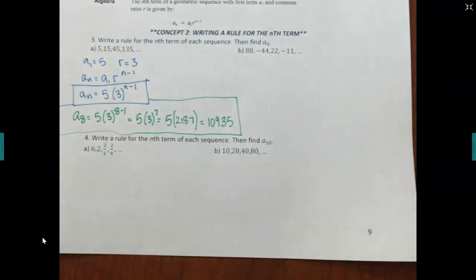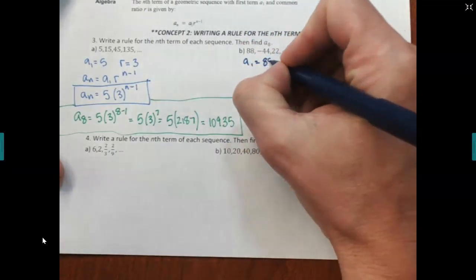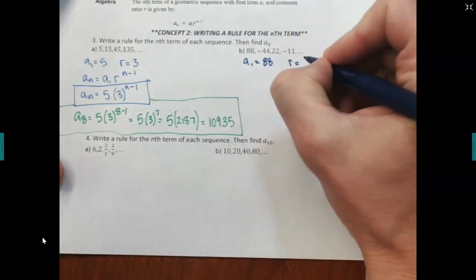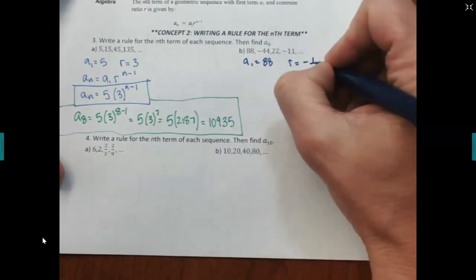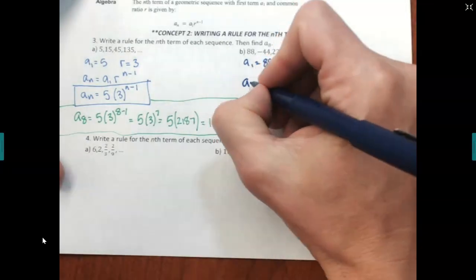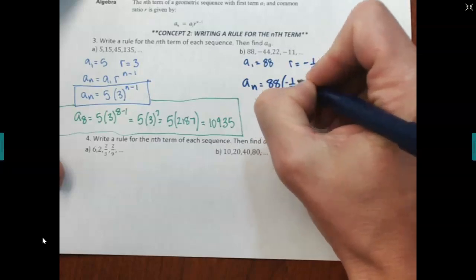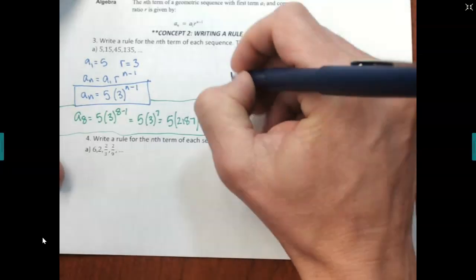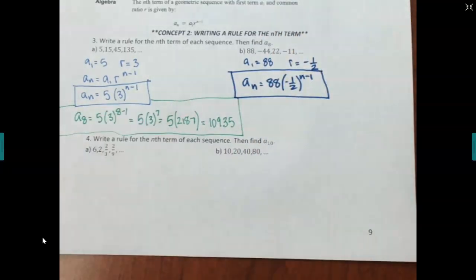Over here, this time I'm going to go up. a sub 1 is 88. Common ratio, well, I go 88 to -44 to positive 22. Well, it's the opposite, and you're cutting in half. So a sub n equals 88 times -1/2 to the n minus 1 power. And done.